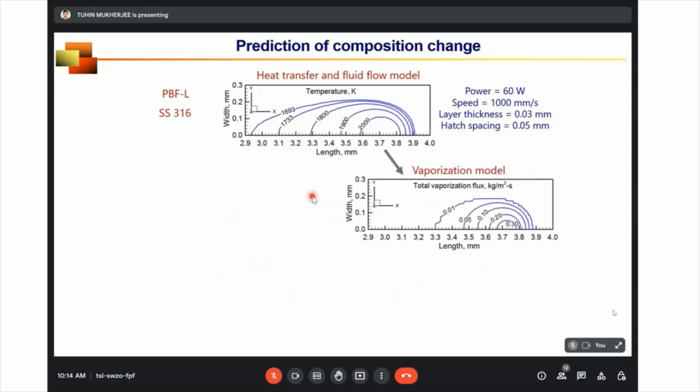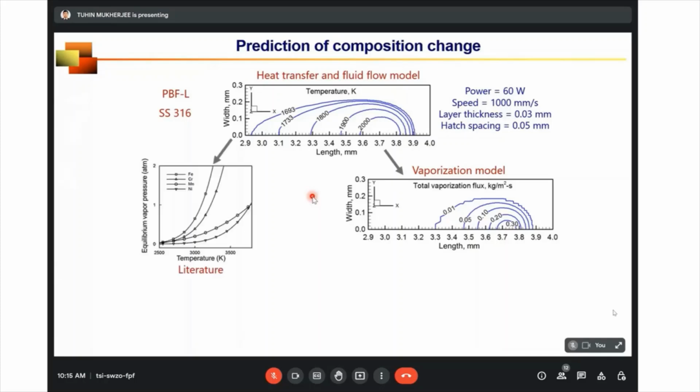And then we have a vaporization model. Now this vaporization model can vary depending on the complexity. It can be a very simple Langmuir equation based calculation or a complex Knight's model that was developed in Russia and eventually developed in the melee stage and then eventually used in welding and additive manufacturing. Another thing you need is a database of vapor pressure versus temperature for alloying elements.